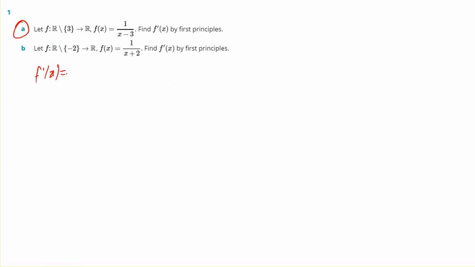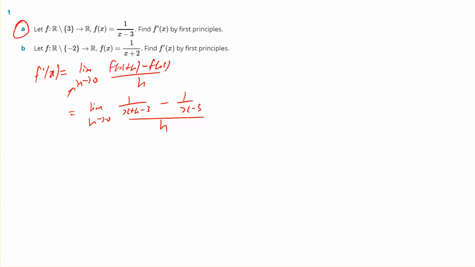f'(x) equals the limit as h approaches 0 of f(x+h) minus f(x), divided by h. Okay, you've got to memorize this formula. You always make sure you put the limit there. So sub it in: f(x+h). Whenever I have an x in the original formula, I put x plus h. And minus f(x), so just the original equation, divided by h.